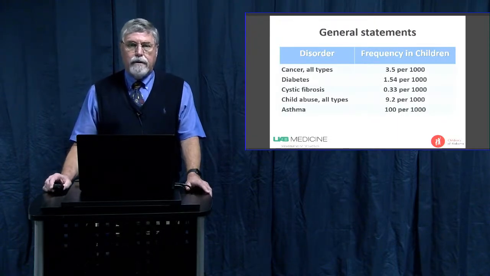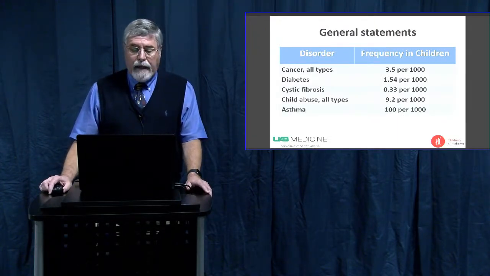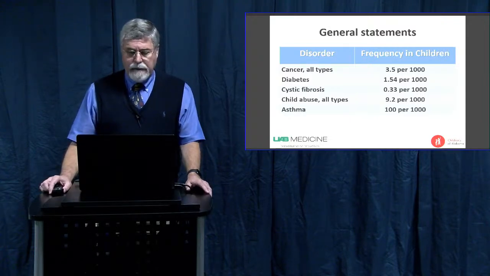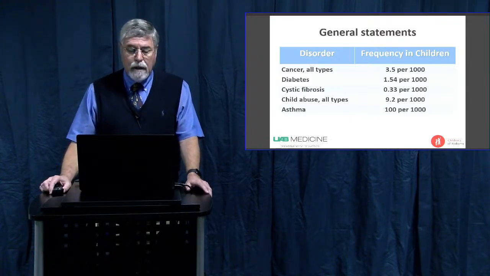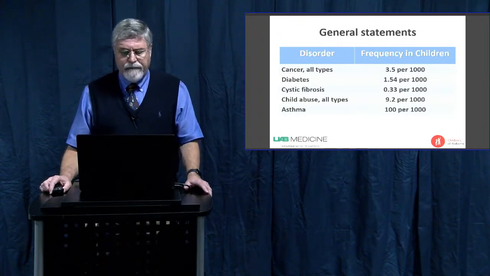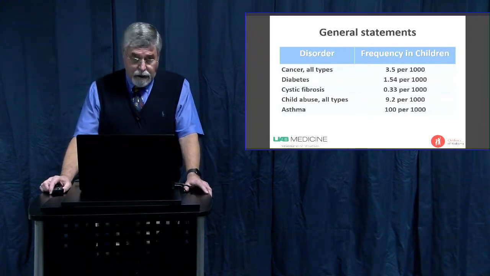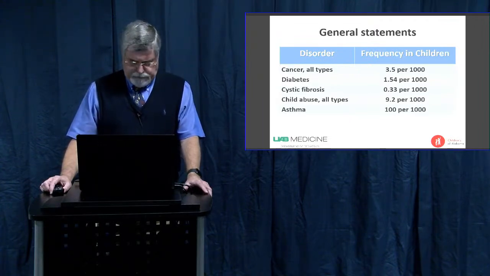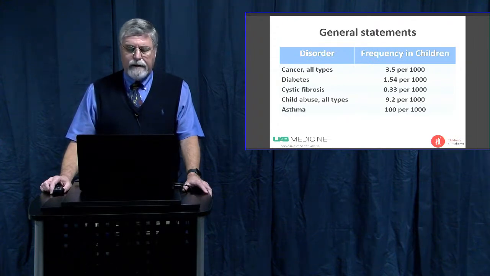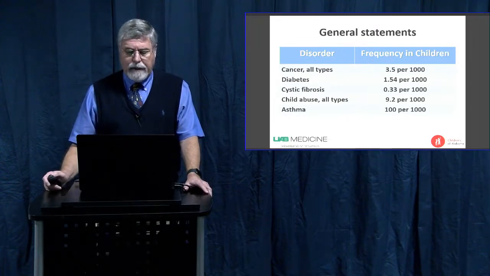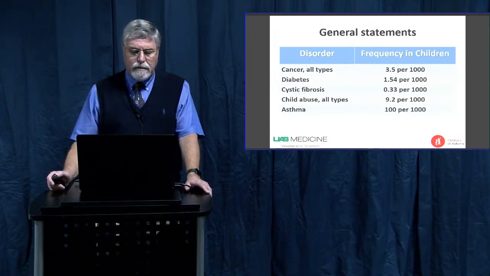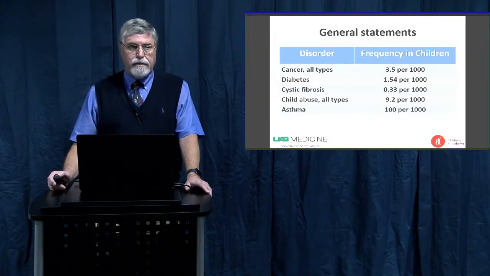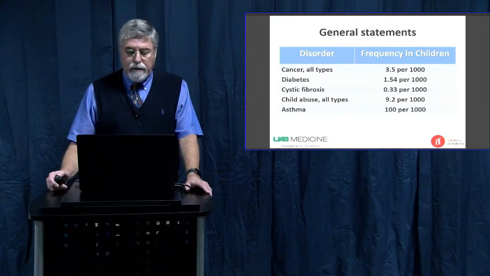Compare this to other disorders we deal with in pediatrics. Cancer, of all types, is about 3.5 per 1,000 children. Diabetes is half of that, about 1.5. Cystic fibrosis in Caucasians, from certain parts of the world, is about roughly 1 per 3,000, or about a third of 1 per 1,000. Child abuse is right at 1%, or 9 per 1,000. But when you compare things, more common things like asthma are more common, but child abuse is more common than cancer, diabetes, cystic fibrosis, and a number of other things that we deal with on a regular basis.